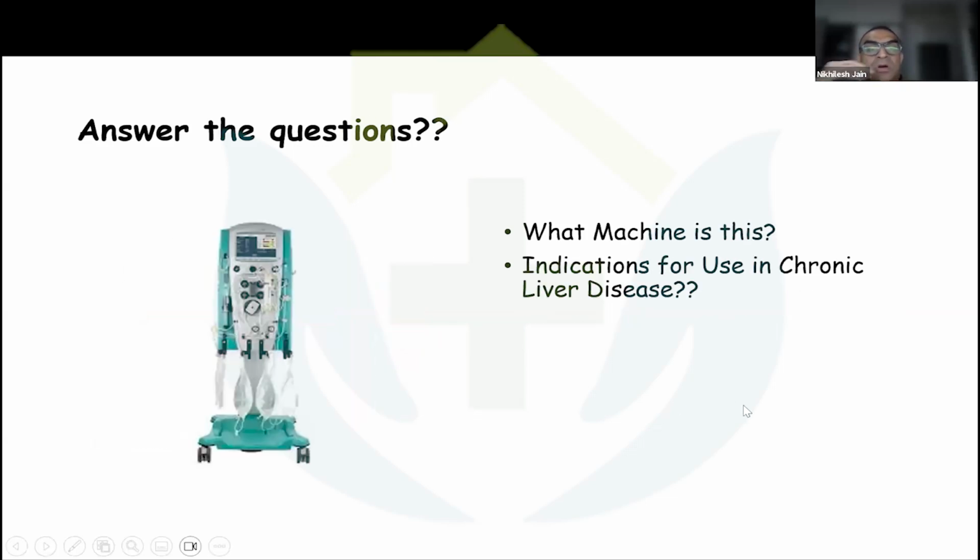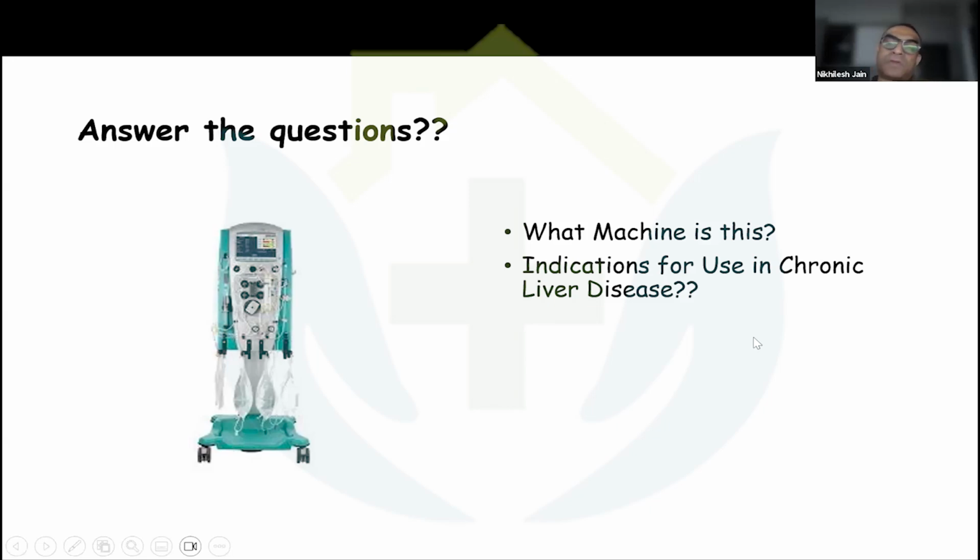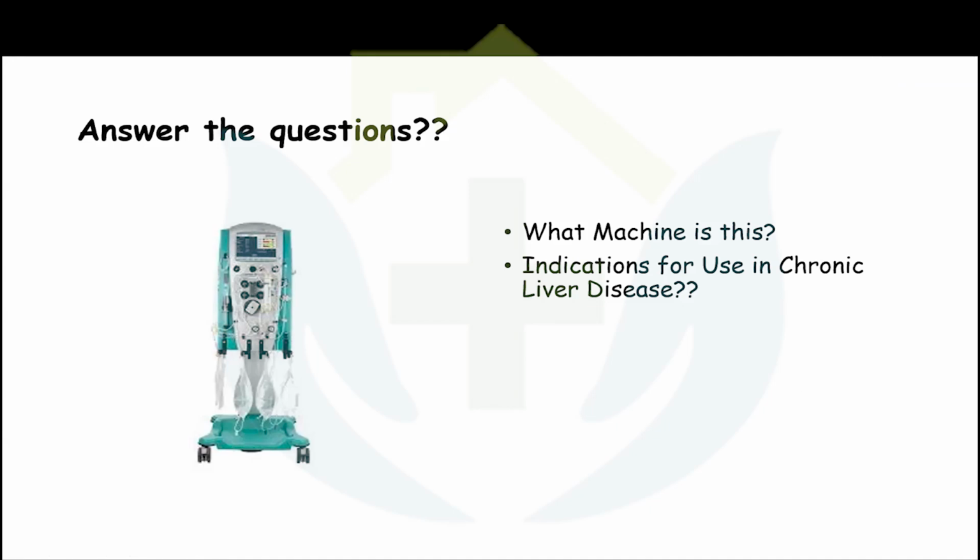Okay, this is simple, all of you can answer this. CRRT, no doubt. So where do you use it in chronic liver disease? Hepatorenal syndrome. Where else? As a bridge, to alleviate cerebral edema for patients of grade 3, grade 4 encephalopathy? Yes, hyperammonemia. And where else? Prior to preparing patients for transplantation. Yes.